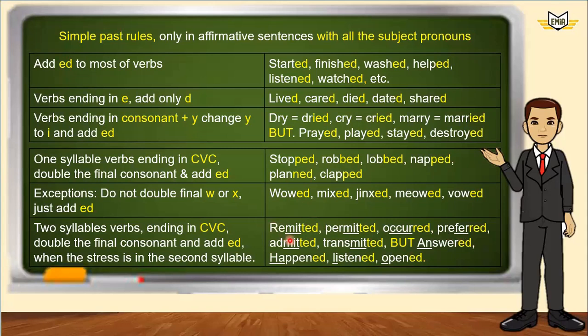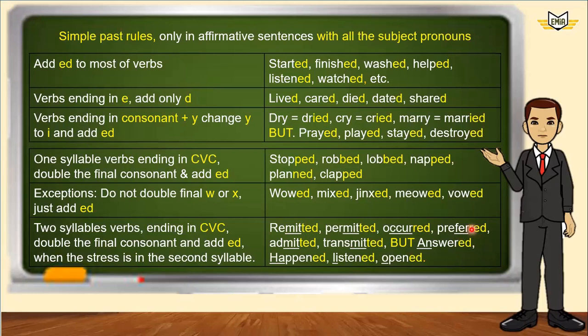So these verbs show two patterns. The first pattern is that they end in consonant, vowel, consonant. The second pattern is that they have the stress in the final syllable, in the final sound. If you have this kind of verbs, you need to double the consonant. Here, for example, double T, double R.